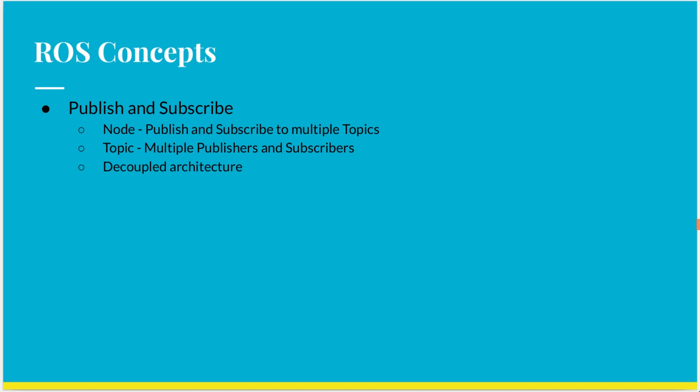This produces a decoupled architecture, which means that each ROS node is only aware of the topics that it has to publish or subscribe to, and it does not care about any other nodes that are present in the system. This allows us to easily add in or remove nodes without affecting the existing system.